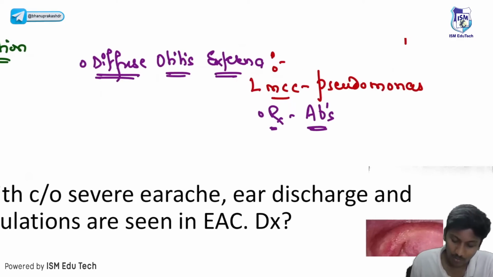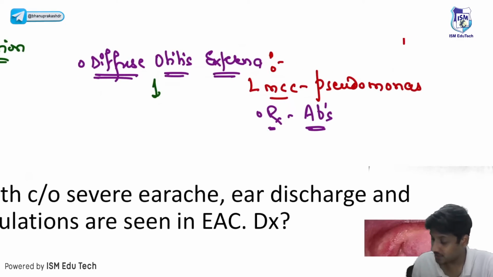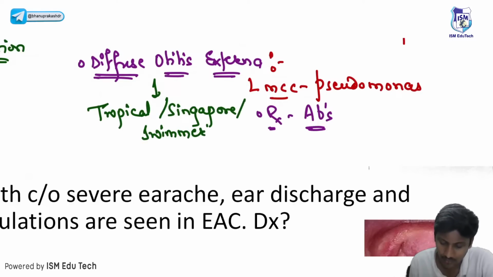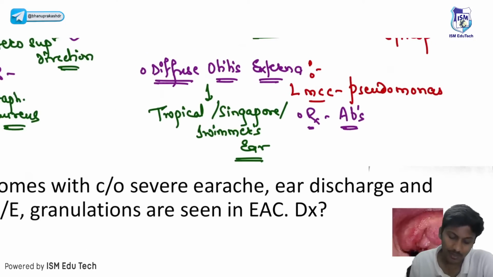If I talk about diffuse otitis externa, guys, please remember, as I've told you, moisture is an important risk factor for developing it. That is the reason why it is usually seen in tropical countries, like Singapore. Therefore, it is known as tropical ear. It is also known as Singapore ear, or usually swimmer's ear as well. Why? Because swimmers also have constant moisture in their ear. That has to be remembered properly.